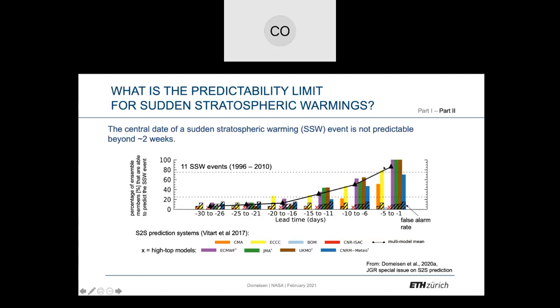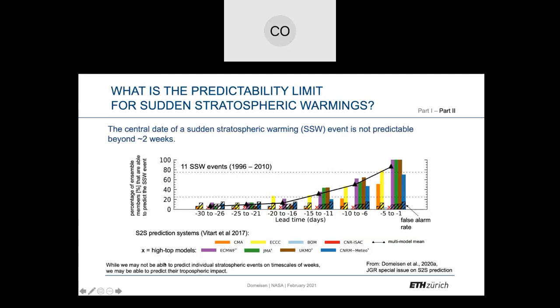But this drops very quickly. And actually, some models have absolutely no skill in doing this. Mostly those are the ones that don't have a well-resolved stratosphere. And you can see that basically, after about 2 weeks of lead time, the false alarm rate, which is this black bar here, is about as high as the hit rate. So basically, after 2 weeks, we can't make any kind of prediction if a sudden warming is happening or not.